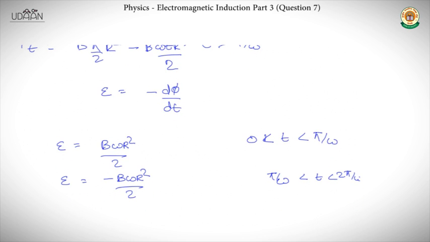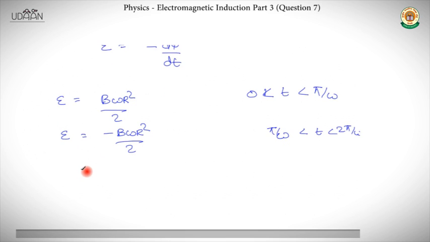Because initially the area is increasing for half a time period and later the area keeps on decreasing. So if you plot a graph, after one complete rotation, this cycle is going to continue. That is, from the time 2 pi by omega to 3 pi by omega, the EMF induced will again be B omega r square by 2. So we can generalize this as 2n pi by omega to (2n plus 1) pi by omega.